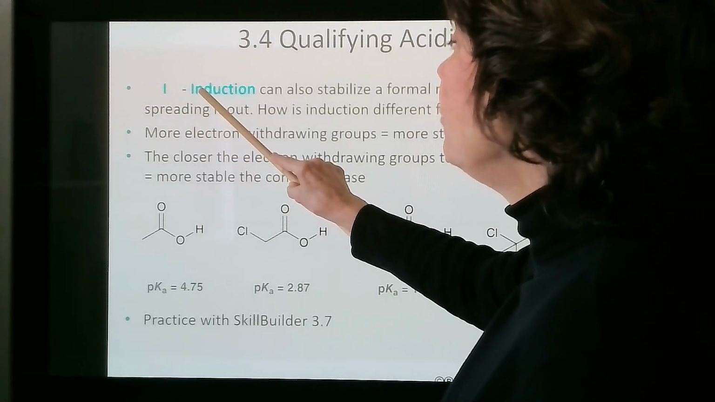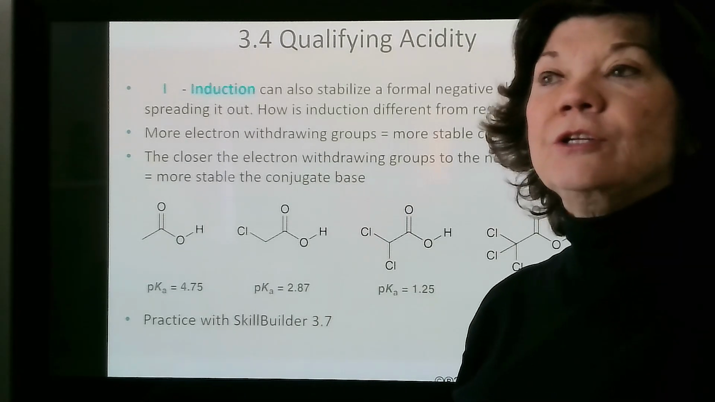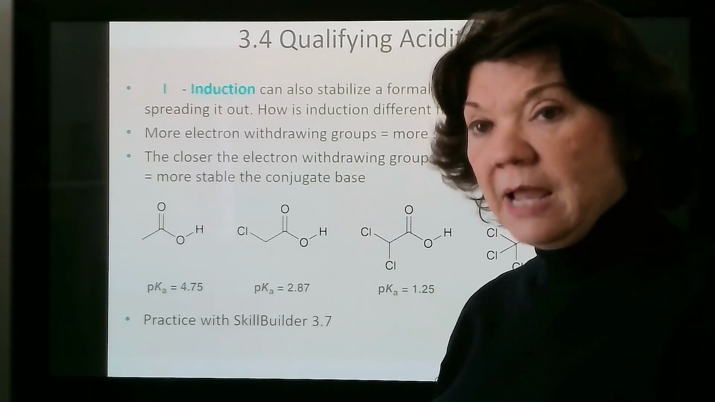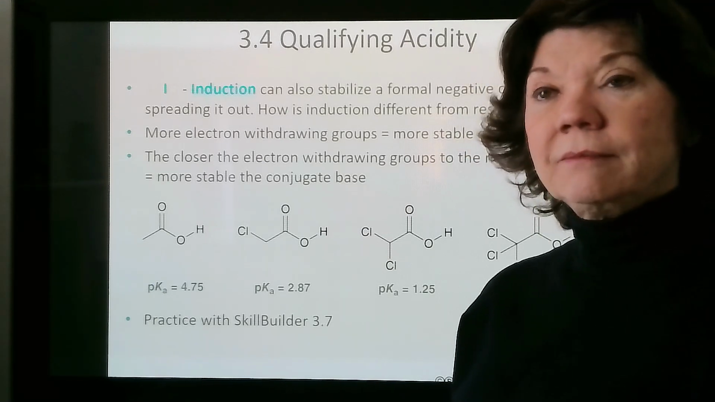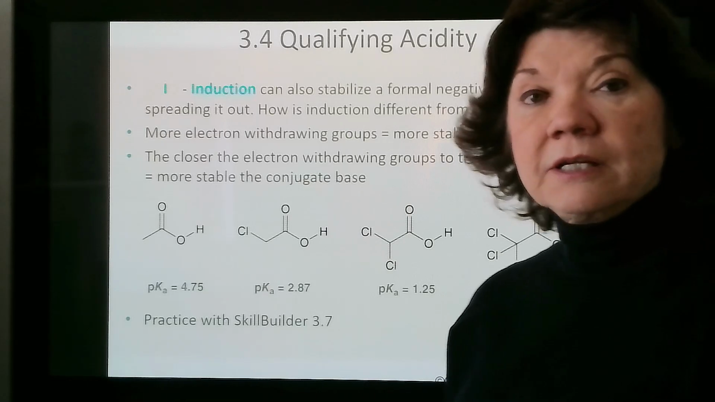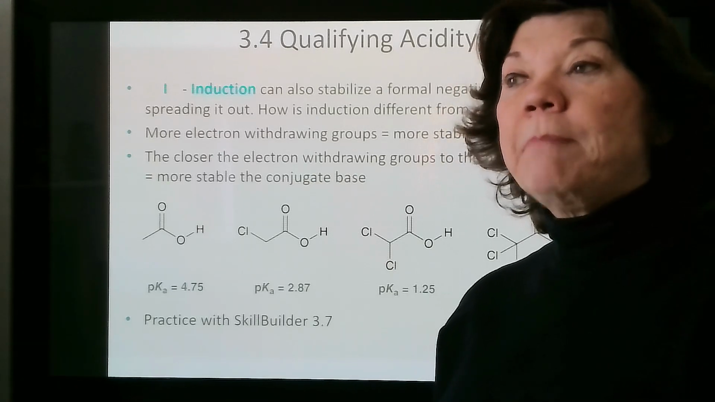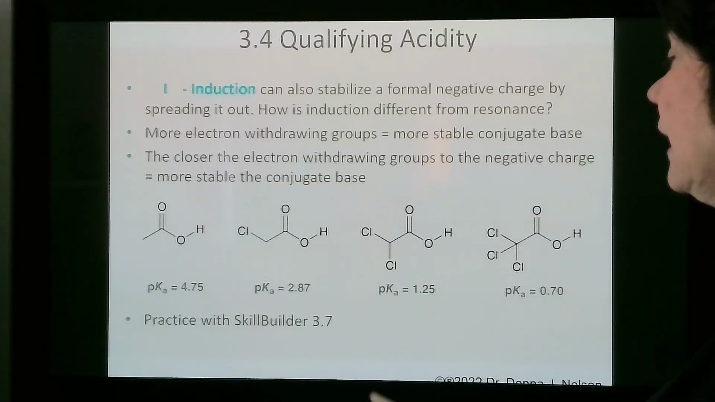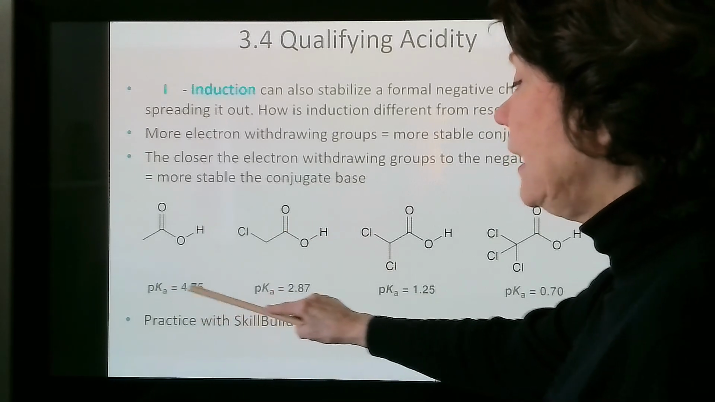Here, this is ARIO. You can see the I is for induction. The induction can stabilize a negative charge by spreading it out. Anything that one does to spread out a negative charge or a positive charge or unpaired electron density in a radical stabilizes that reactive intermediate. So carbocations, carbanions, radicals are all reactive intermediates, and all of those are stabilized by spreading out the charge or the unpaired electron density. So here we're looking at stabilizing the negative charge that is formed when a proton is lost, because we're looking at acidities.